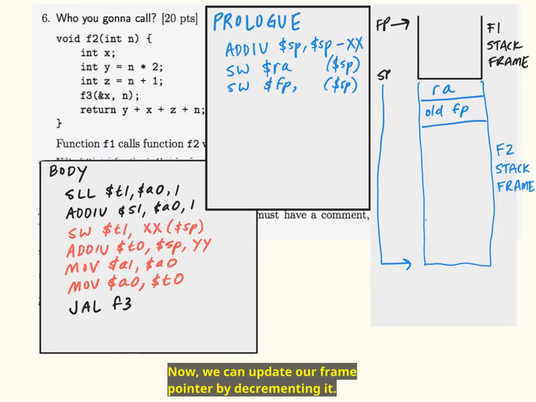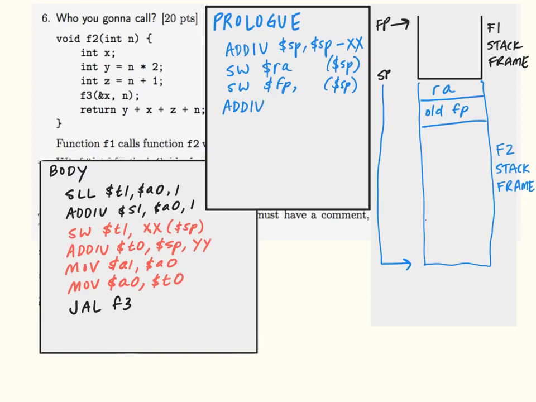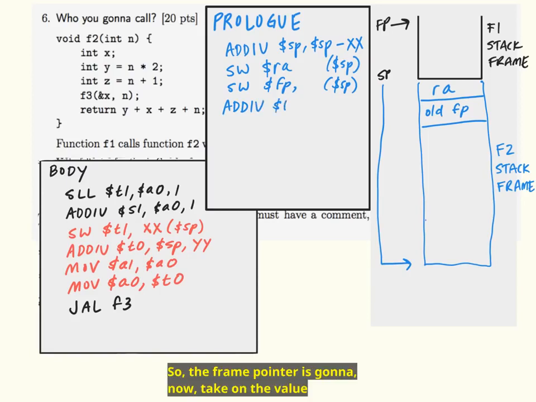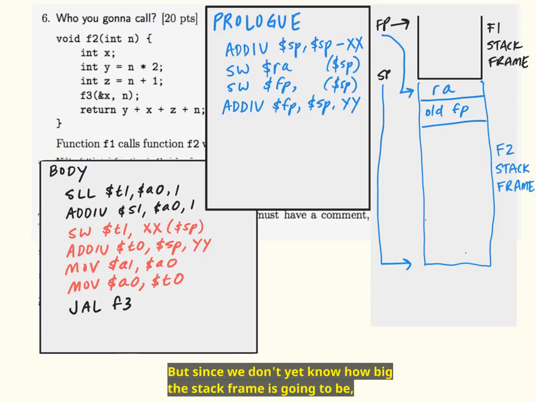Now we can update our frame pointer by decrementing it. So the frame pointer is going to now take on the value that's going to be the stack pointer incremented by some amount. Now what we want is the frame pointer to point right here. But since we don't yet know how big the stack frame is going to be, we're just going to put a placeholder in here.